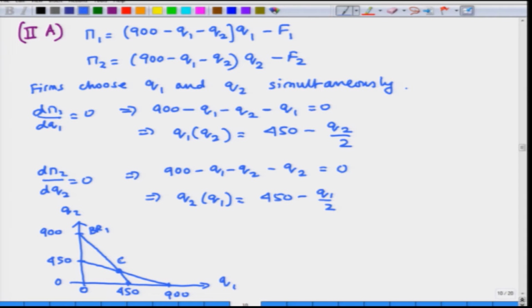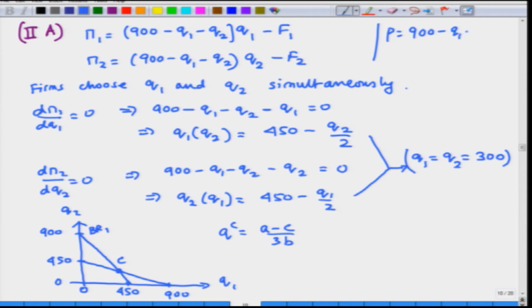So, if we solve these two best response functions simultaneously, we will have the Cournot output q1 equals q2, which is equal to 300, right. Notice that the Cournot solution is (A minus C) divided by 3 times B, and our inverse demand curve is 900 minus q1 minus q2. So, A is essentially 900, the marginal cost is 0, and B is essentially 1.